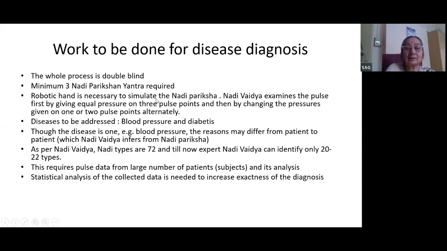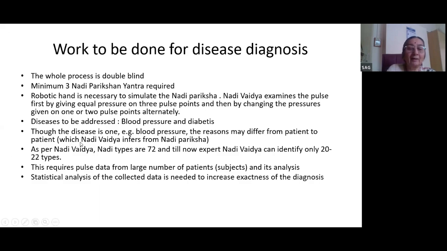For this, a robotic hand is necessary to simulate the Nadi Pariksha. The Nadi Vaidya examines the pulse first by giving equal pressure on the 3 pulse points, and then by alternately changing the pressures given on 1 or 2 pulse points. So we want to address, initially, only 2 very commonly available diseases, blood pressure and diabetes.